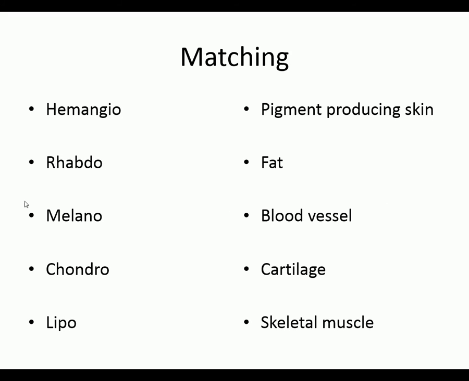So here's some matching for y'all. I'm sure you know these off the top of your head, but you do have the answers on page 364 in your textbook. So hemangio stands for blood vessel. Rhabdo is going to be skeletal muscle. Melano is pigment producing skin. Chondro is cartilage. And lipo is fat.